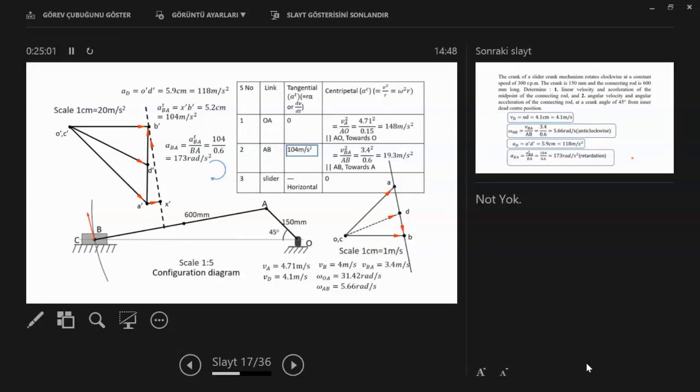Let's see the next one. Okay, the next one. Is it given somewhere? Okay. ABA, ABG, BAD, okay. No, okay, let's see the next section here.